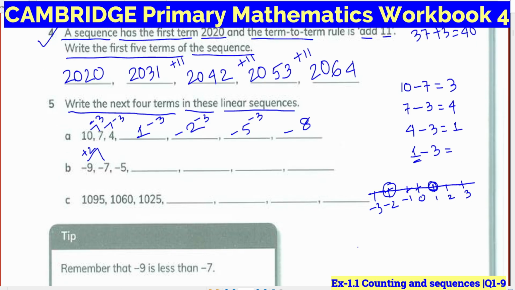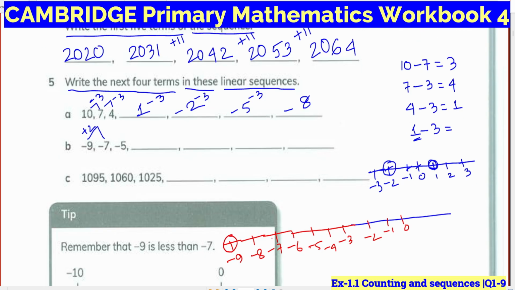How? Look, this is our number line scale. Here is 0. So here is minus 1, minus 2, minus 3, minus 4, minus 5, minus 6, minus 7, minus 8, and here is minus 9, right? So this is minus 9 and here is minus 7. So what is the difference? 1 and 2. It's going to the right side. So we are adding 2. Same thing. Minus 7 add 2. It's minus 5.